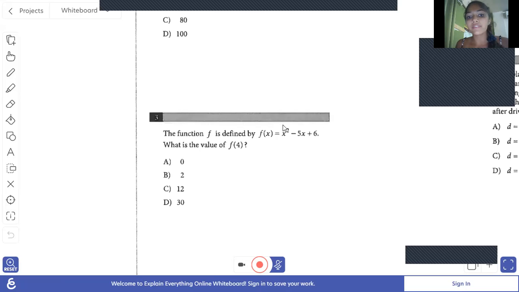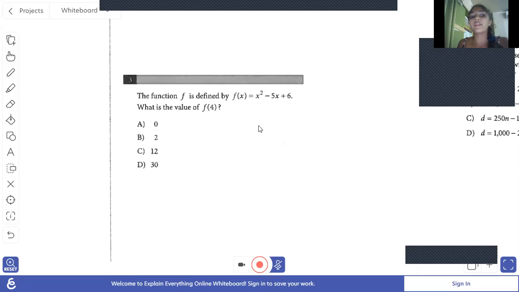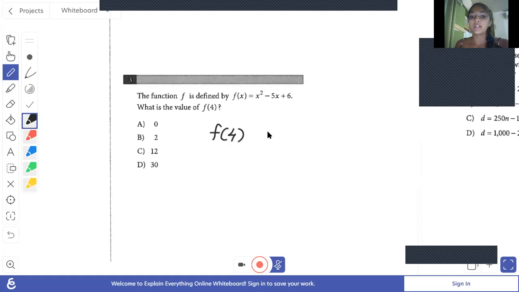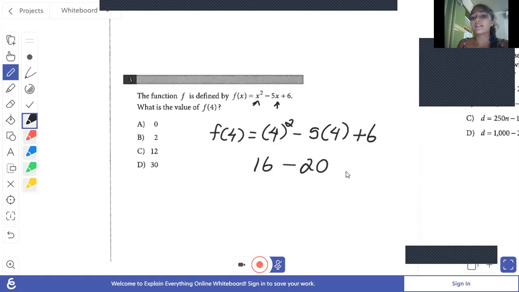The function f is defined by f of x equals x squared minus 5x plus 6. What is the value of f of 4? Right, so f of 4 equals 4 squared. You just plug in the value of 4 over here and over here. That's it. So 4 squared minus 5 times 4 plus 6, which is 16 minus 20 plus 6, which is -4 plus 6, which is +2. B.